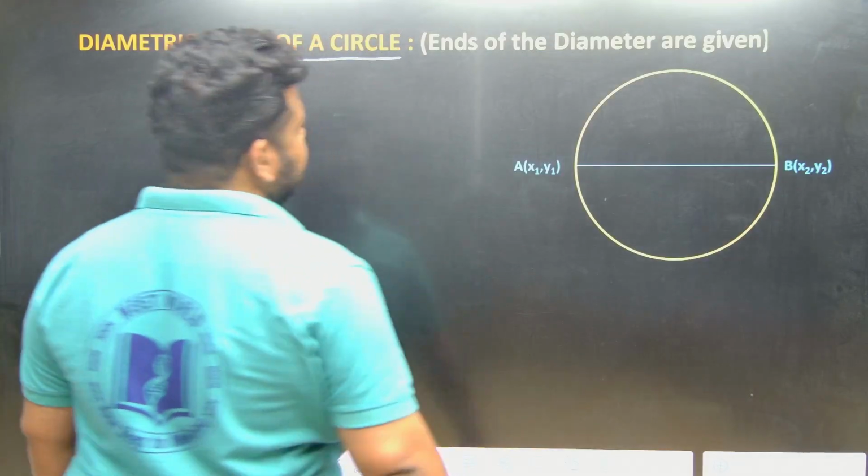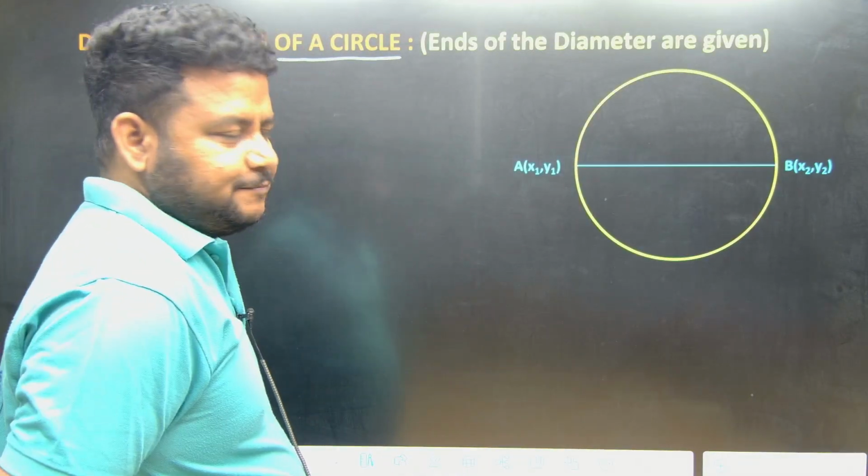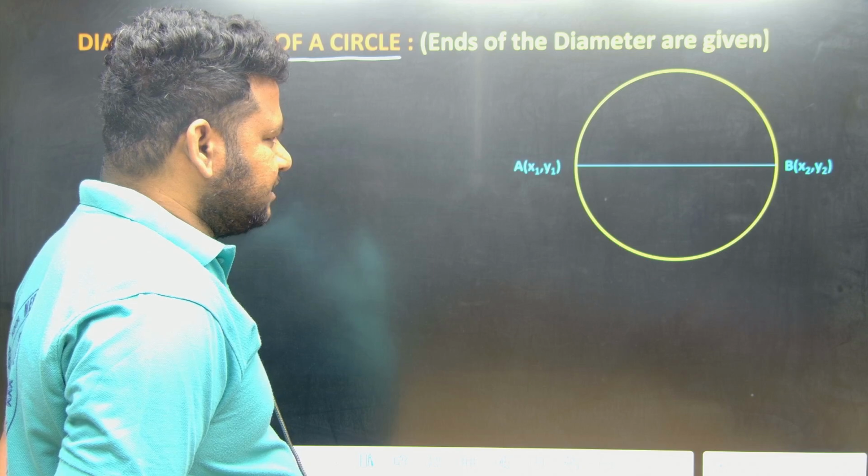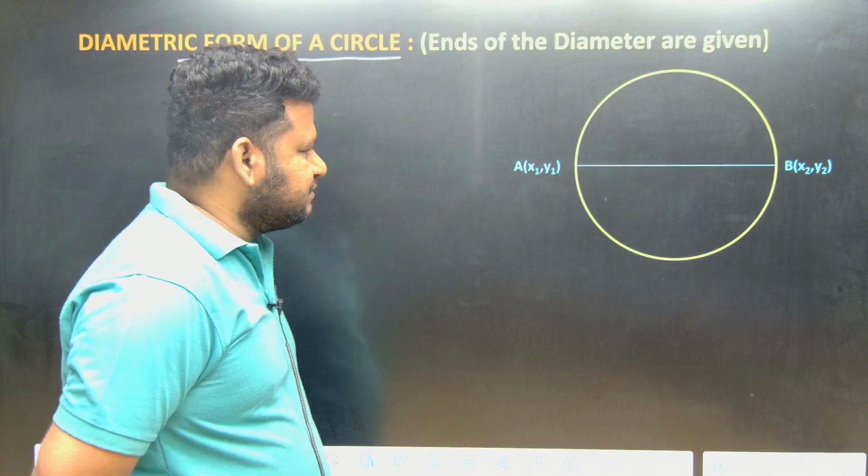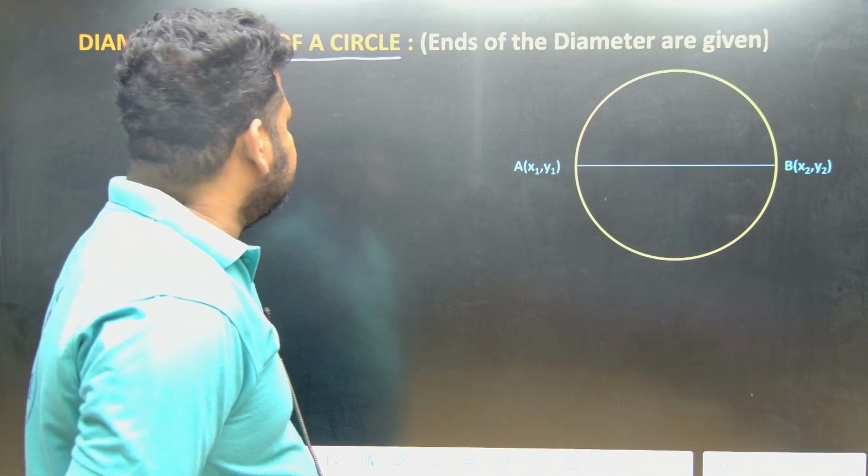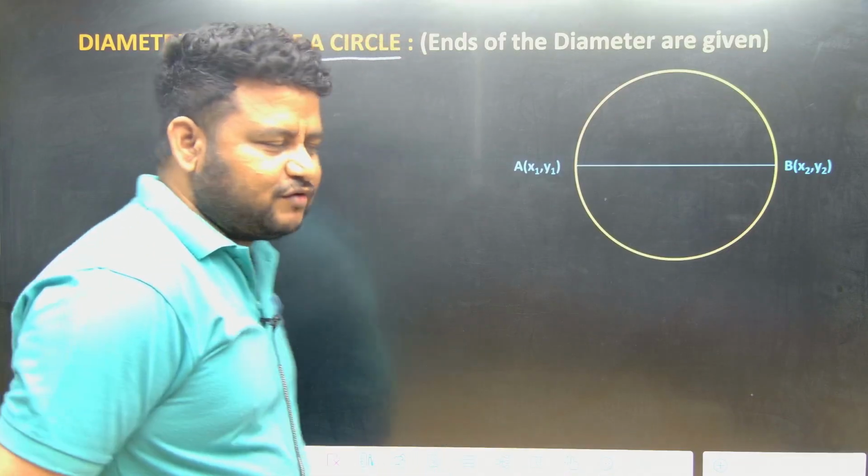Next, this is the diametric form of a circle. In the diametric form, they would have given the ends of the diameter. Suppose AB is a diameter and they have given the ends of the diameter as A is x1, y1 and B is x2, y2.